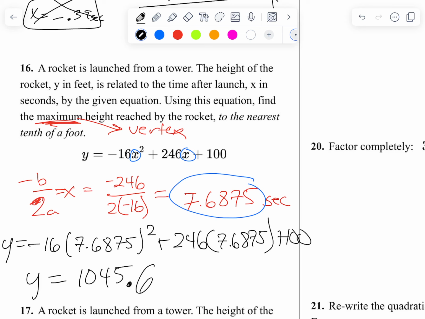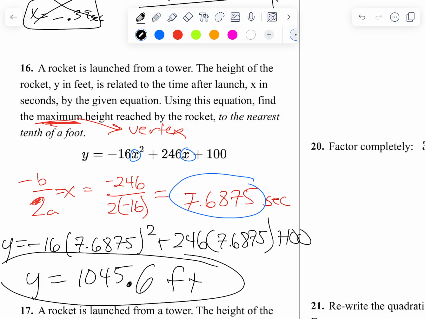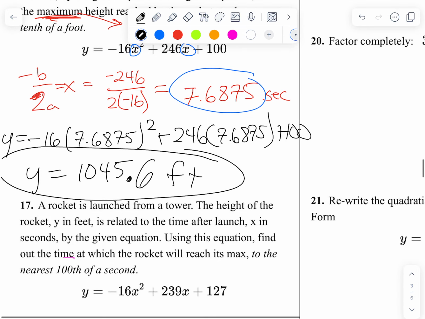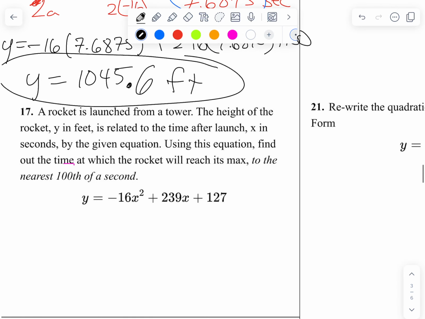And then this is in feet. All right. Next question says a rocket is launched from a tower. The height of the rocket is related to the time after launch, x seconds, by the given equation. Using this equation, find out the time. So they're looking for the x at which the rocket will reach its max.